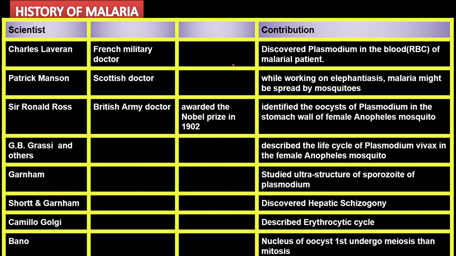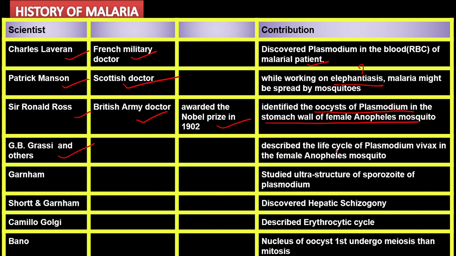Now, all the scientists involved with Plasmodium vivax, I have written on this one page. I want all of you to copy it like this, okay? Charles Laveran, a French military doctor, discovered the Plasmodium in the RBC of the malarial patient. Patrick Manson, a Scottish doctor, while working on elephantiasis, suggested malaria might be spread by the mosquito. Put a question mark over here, you will understand this. Sir Ronald Ross, a British Army doctor, was awarded the Nobel Prize because he identified the oocyst of Plasmodium in the stomach wall of the female Anopheles mosquito.